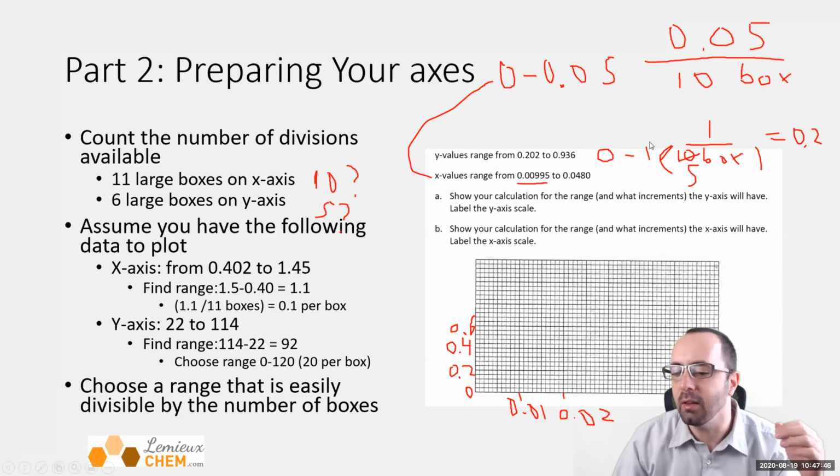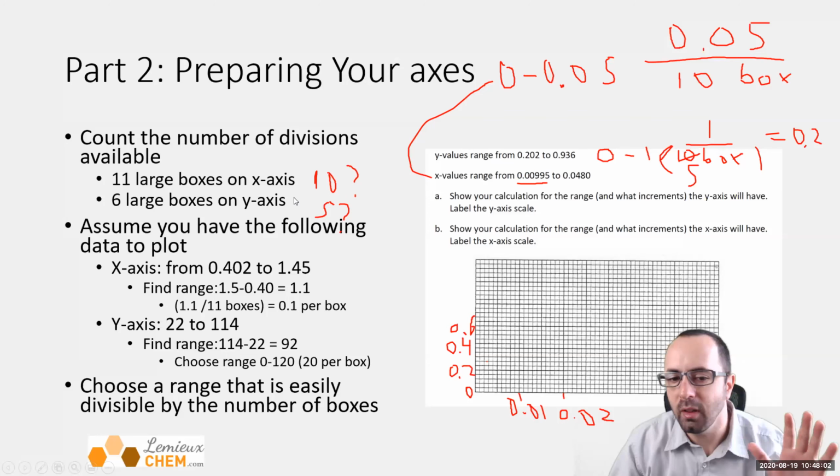So the steps are to determine how many divisions you have available and might want to use. So here we have 11 available. We might want to use 10 because dividing by 10 is easy. Here we have 6 boxes available. We might want to use 5 because dividing by 5 is usually easier. Then I gave you some example numbers here. In these numbers, I decided to have my range be 0.4 to 1.5 because that gives me 1.1.